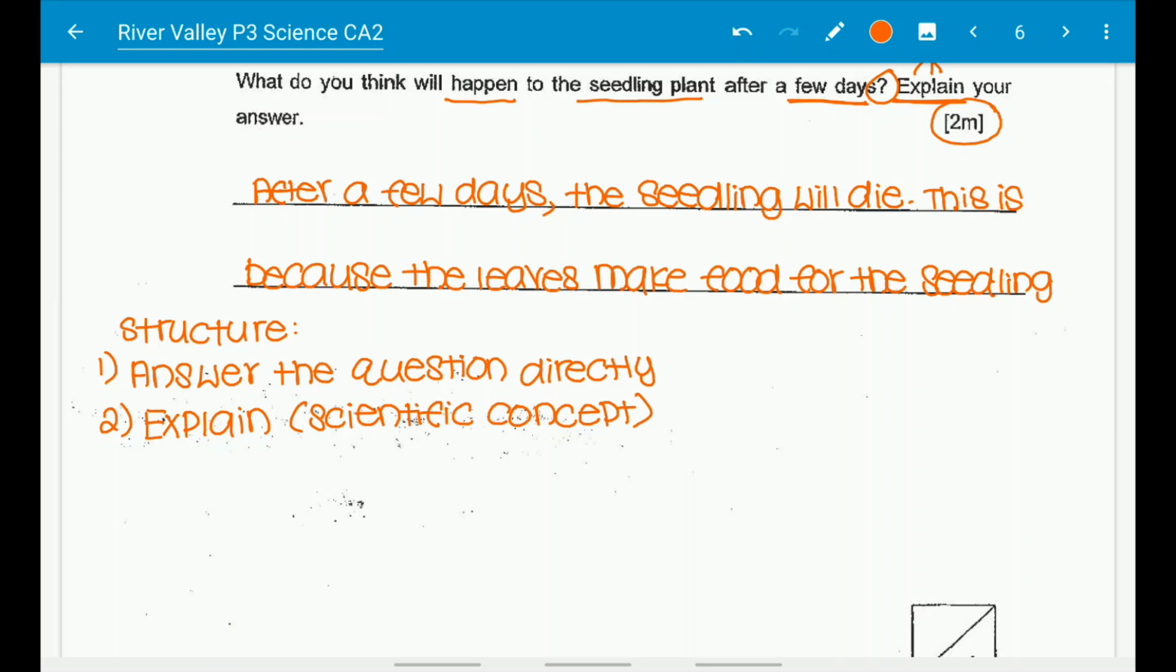So remember to always ask yourself this question when you are explaining a science question. So what? Okay, so the leaf makes food for the plant. Okay, so what? Right, what comes after that? So why will it die? Right, we still have not fully answered the question yet. So we got to add on the next part about the fact that the seedling needs this food to survive. Right, so this is because the leaves make food for the seedling, which the seedling needs to survive.